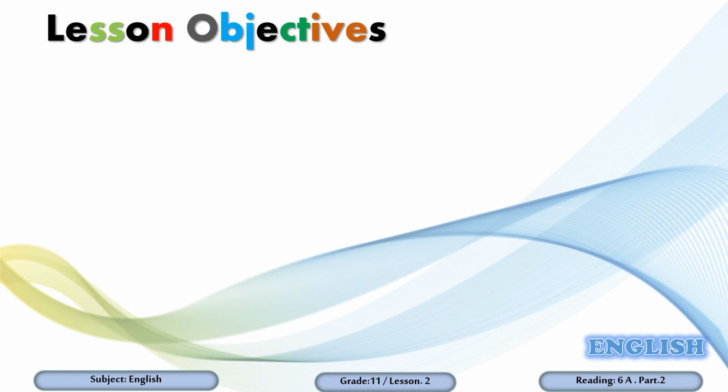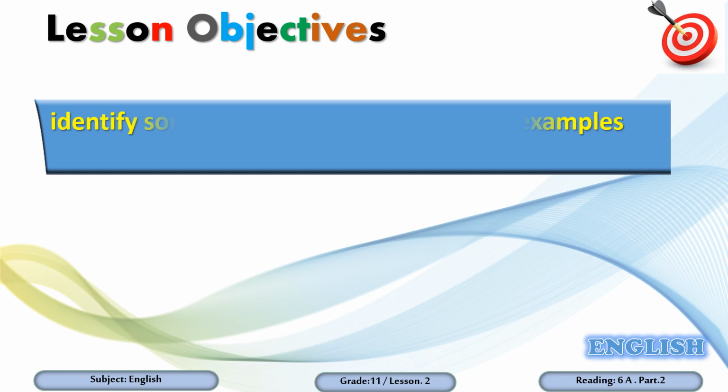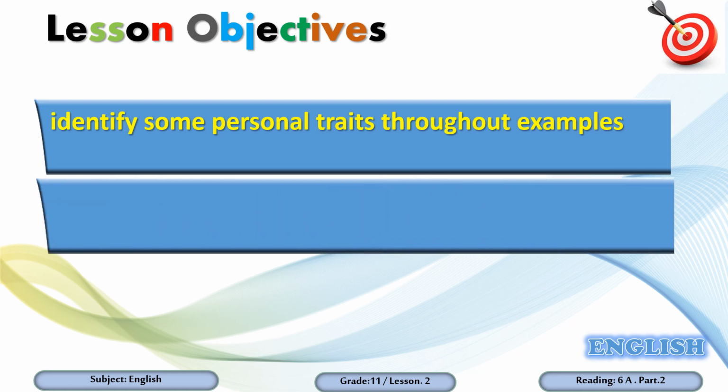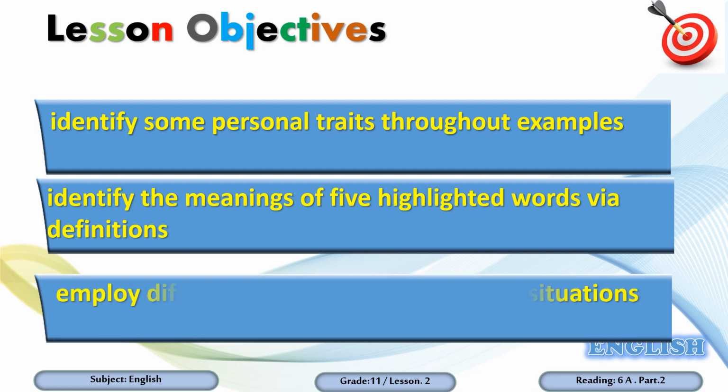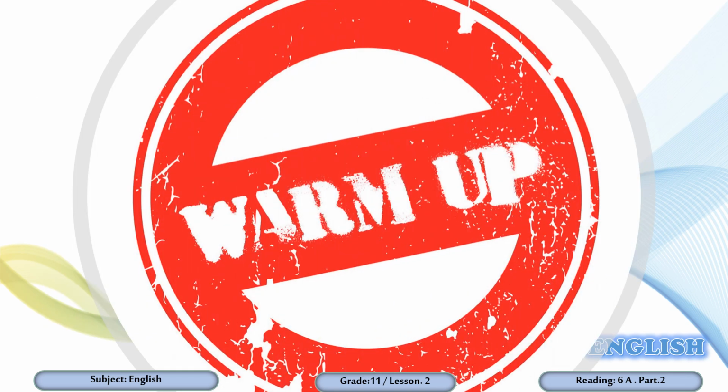The objectives of our lesson today: 1. Identify some personal traits throughout examples. 2. Identify the meanings of 5 highlighted words via definitions. 3. Employ different personality traits in real situations. Now it's time to warm up.